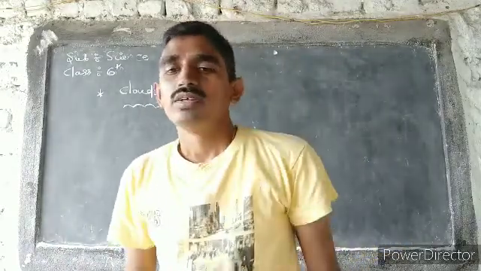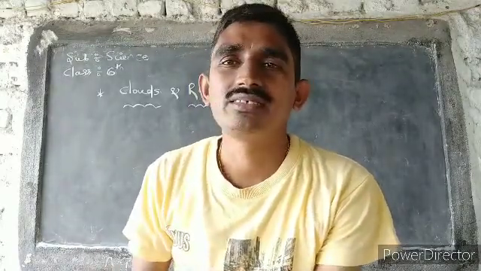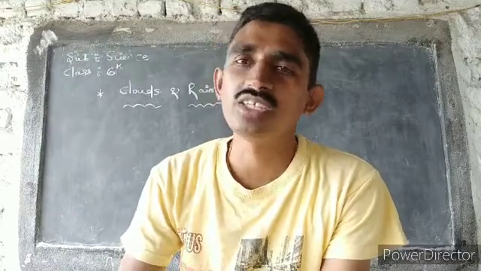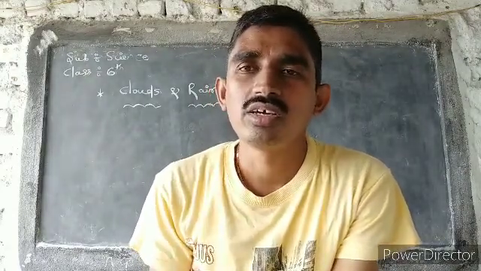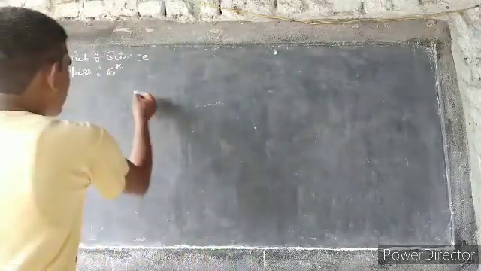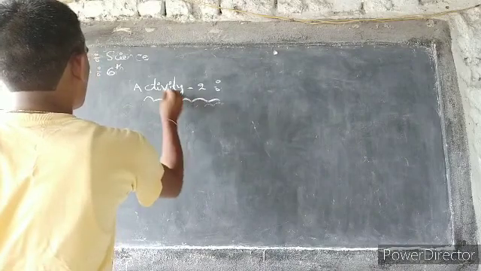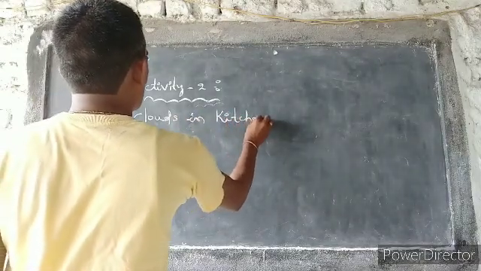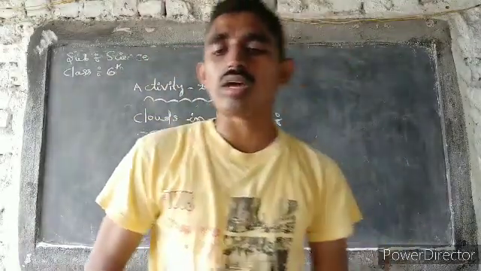Okay, now students, this is the explanation about clouds, how clouds are formed in the sky. Next, activity 2 is also there. Clouds in the kitchen. Even in a kitchen we can see clouds. But how is it possible to have clouds in the kitchen? Now activity 2. Now, clouds in the kitchen, students.